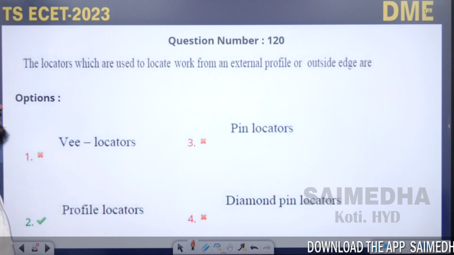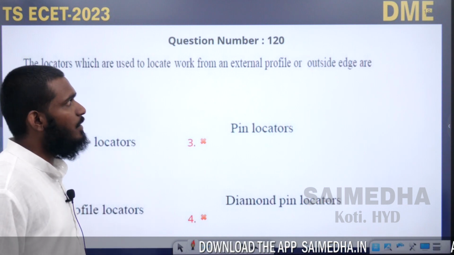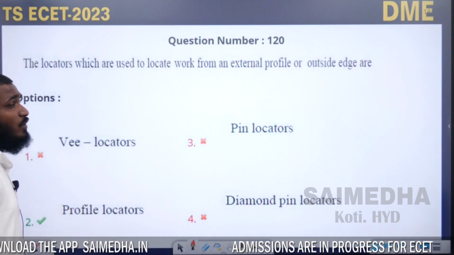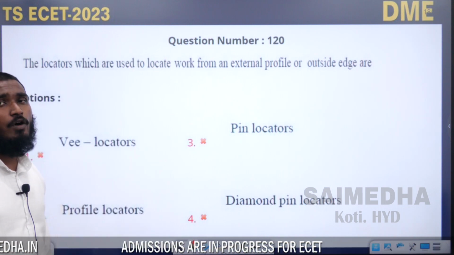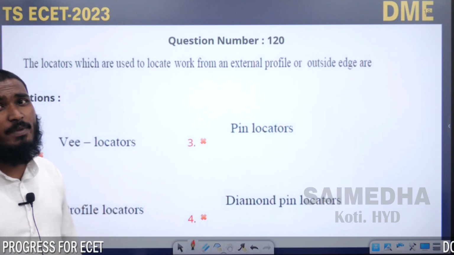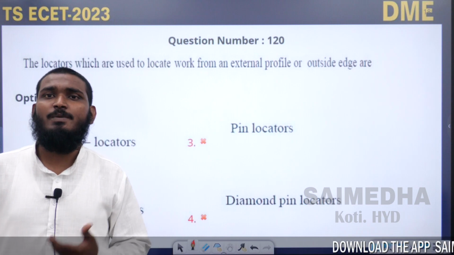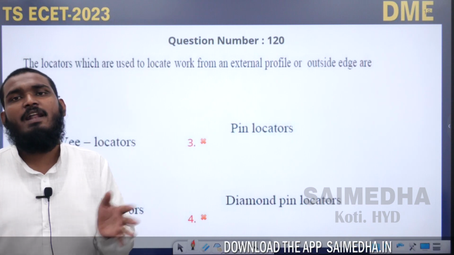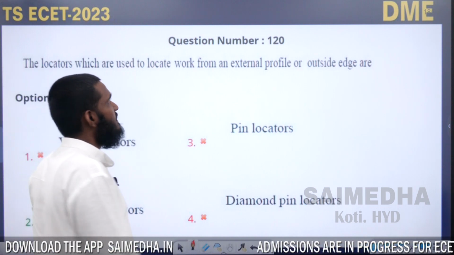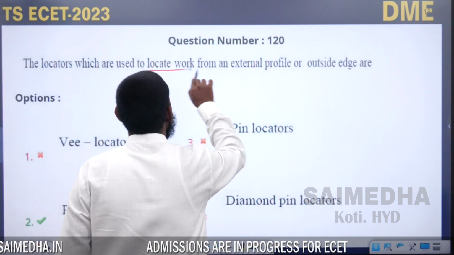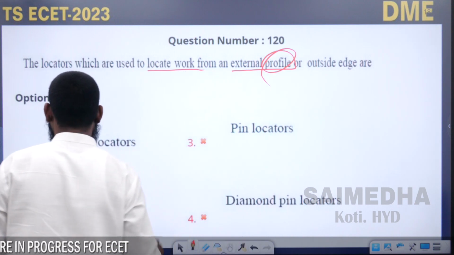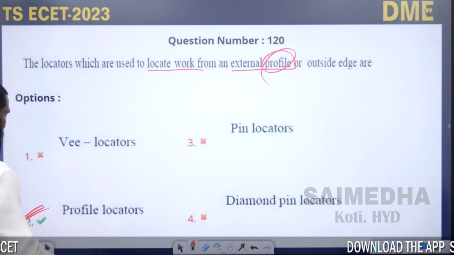Now the locators which are used to locate the work from an external profile or outside edge are: what is the use of locators? They are used for locating the workpieces in jigs and fixtures, that is, for positioning the workpiece. In the question itself it is given: used to locate work from an external profile. So which locators are we using here? Profile locators. Option 2 is correct.